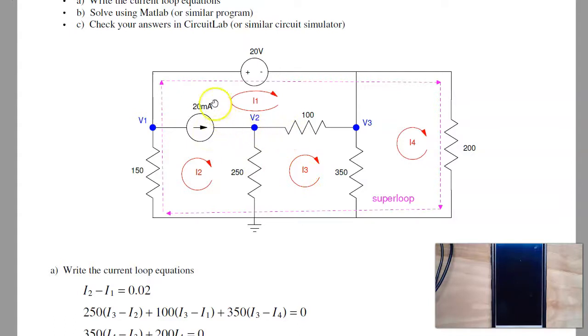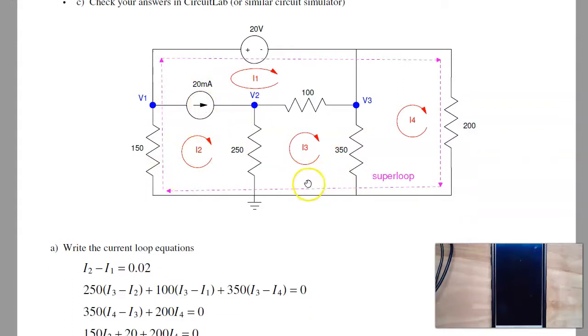Now I can't do loop I1 because I don't know the voltage across the current source. Can't do loop I2. Again, the current source causes problems. I can do loop I3. Around loop I3, I've got 250(I3 minus I2) plus 100(I3 minus I1) plus 350(I3 minus I4) equals 0. I'm back where I started. Loop I4 works. 350(I4 minus I3) plus 200 I4, and then back where I started, equals 0.